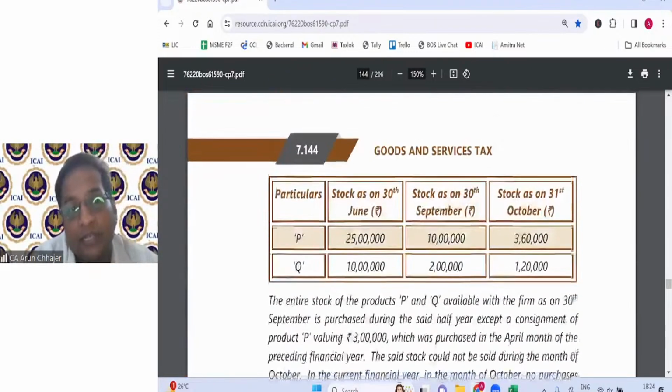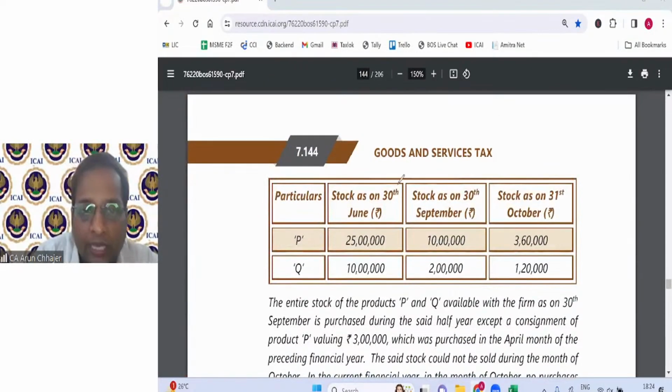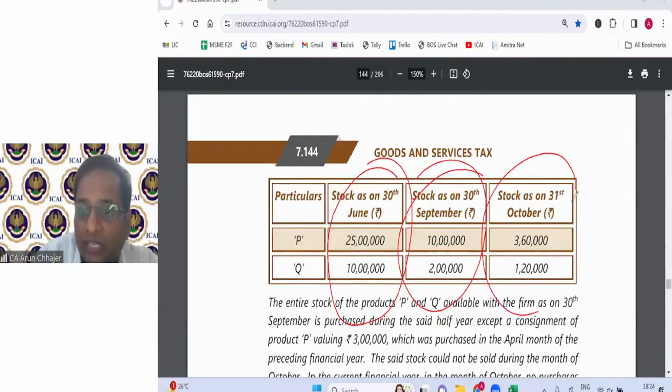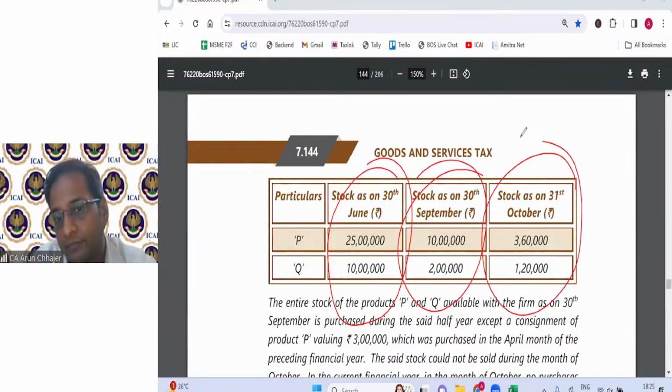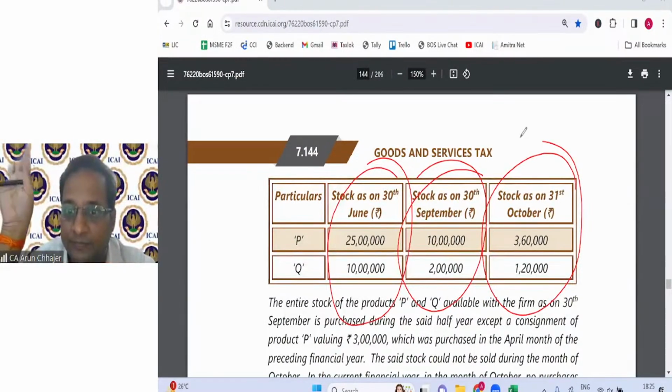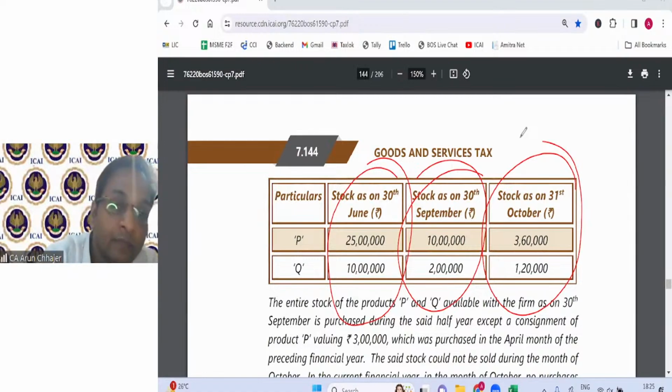Now they are saying stock. Stock as on 30 June इतना है. 30 सितंबर इतना है और एज ऑन 31 अक्टूबर इतना है. So they have given the 3 date. What is the relevance of these 3 date? We will discuss. But yes, we have the stock on these 3 date. ठीक है, आगे बढ़ते हैं.